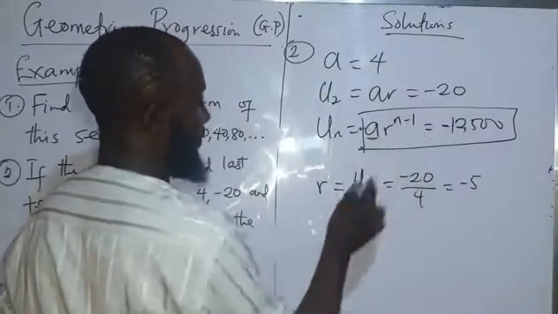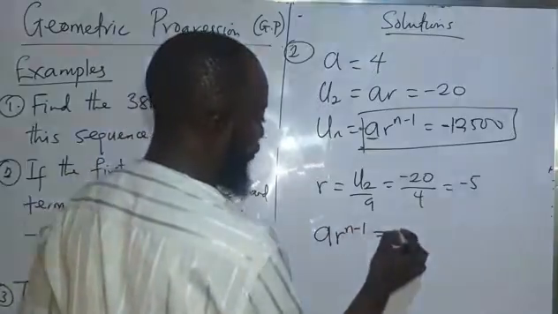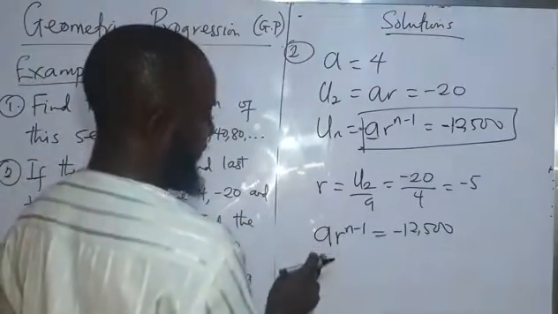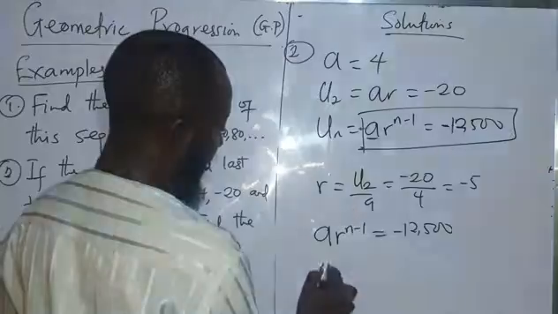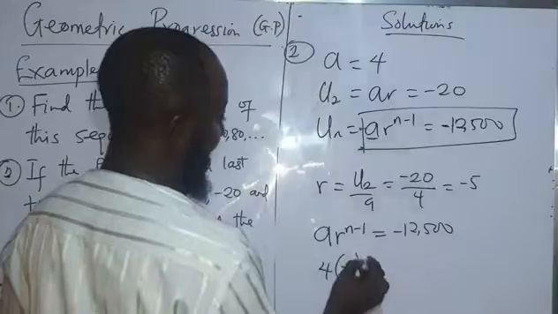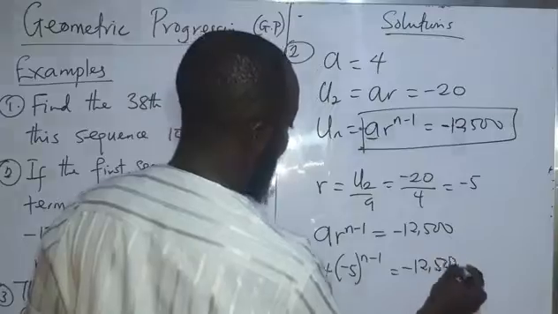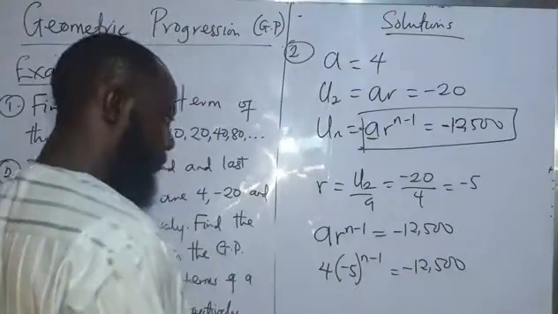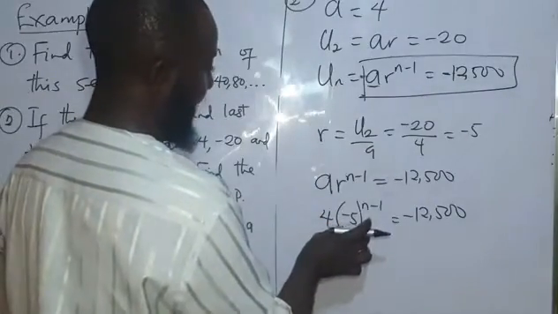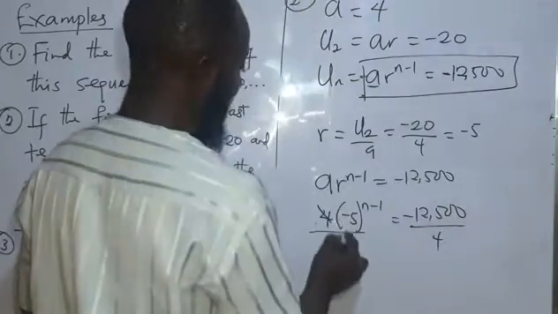We can then put it in this value. So that means we have AR raised to n minus 1 equals minus 12,500. Are you with me? So let's now put the value there. A, which is 4, into brackets R, which is minus 5, raised to n that we don't know, minus 1, equals minus 12,500. So we can divide both sides by 4 just to have this one stand alone. This divided by 4, this divided by 4, so this cancels this.